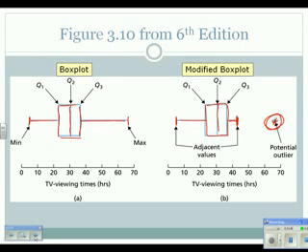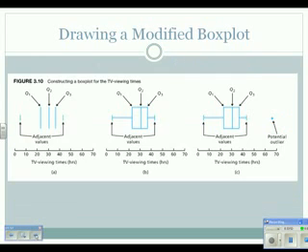Does that make sense? Are there questions? And then this is just sort of how you would draw a modified box plot. You would mark your lines. And then this would be the least data value that's not an outlier, the most data value that's not an outlier, and then your outlier.